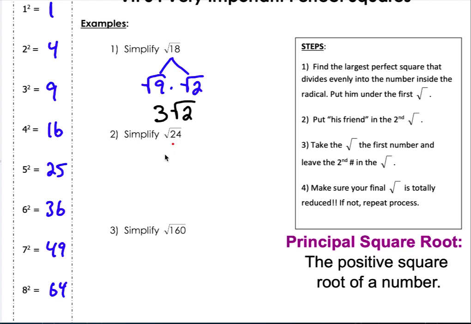So 24, well, what could I multiply? Always think of the perfect square first. What perfect square goes into 24? Well, that would be 4 times 6. The square root of 4 is 2. Square root of 6 is just square root of 6.